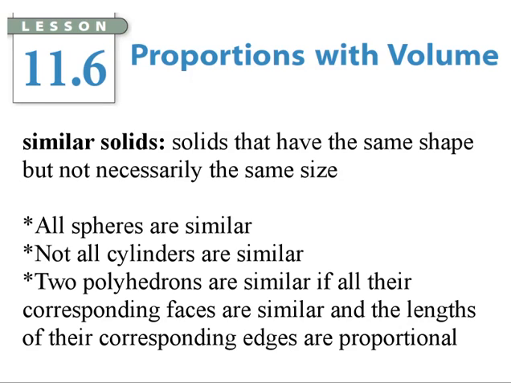So the question is, why? Why are cylinders not always similar? You can have different diameters, right? As well as different what? Heights. So an example of cylinders that wouldn't be similar.